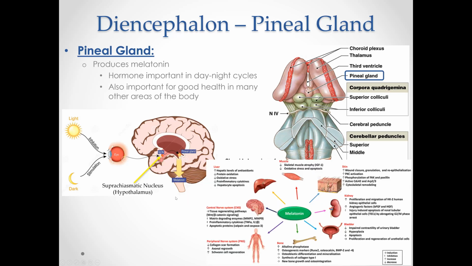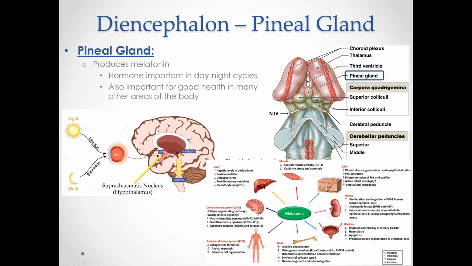However, we've learned a lot in recent years about how melatonin doesn't just help you get a good night's sleep, but it's also important for good health in many areas of the body. So this image here just shows you a few. For example, melatonin can help accelerate wound closure in wounds in your skin. It can help promote good things in the kidney and the bladder. It can help promote bone growth.